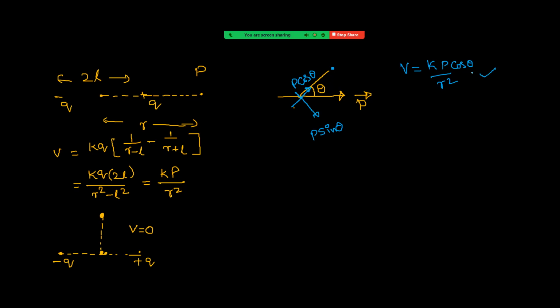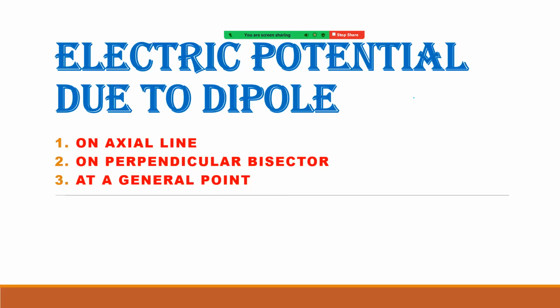If you take theta 0 in this one, that is the axial line. If theta is 90, that is the perpendicular bisector. This is the general one. Kp cos theta by r square. Right. Now let us focus on solving problems.